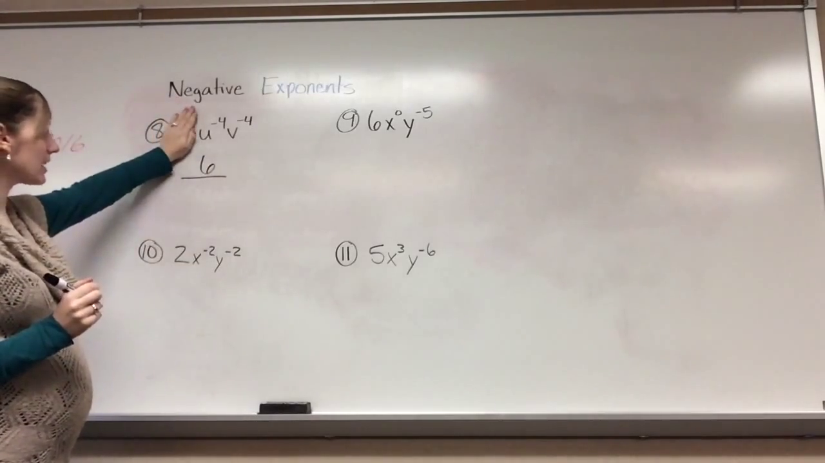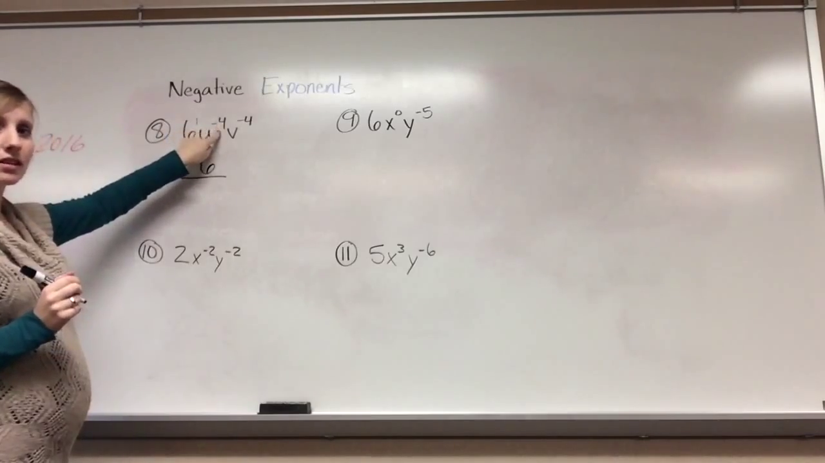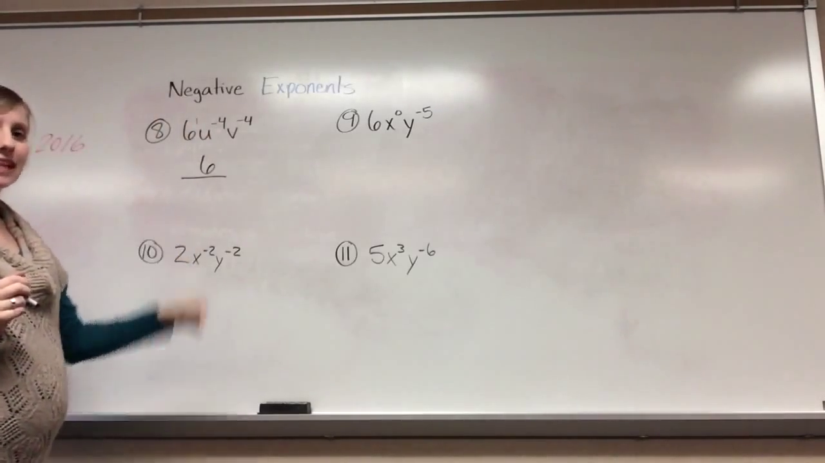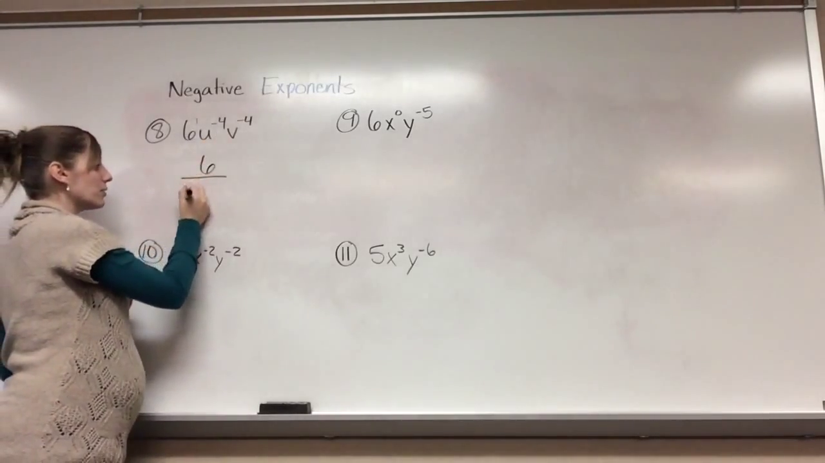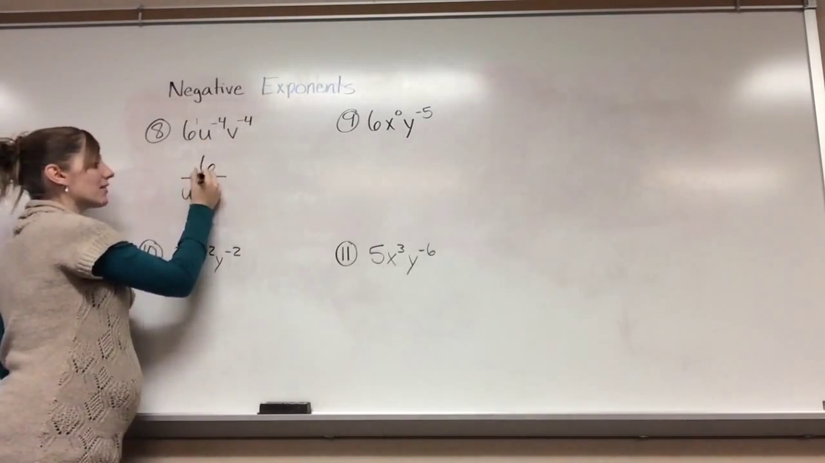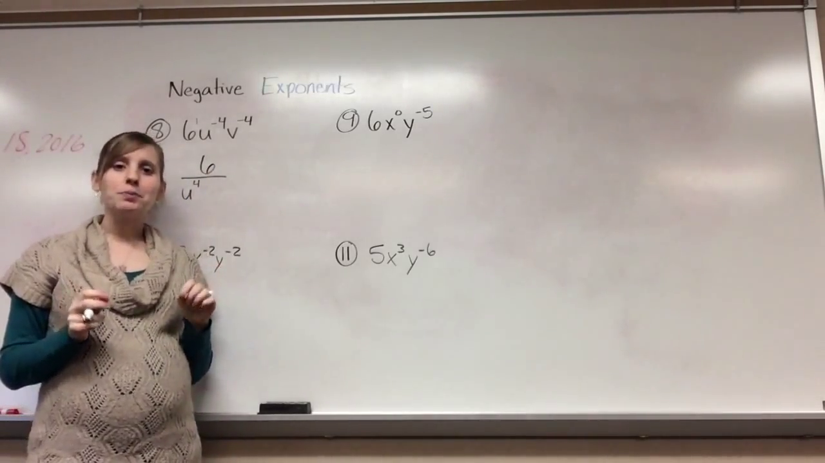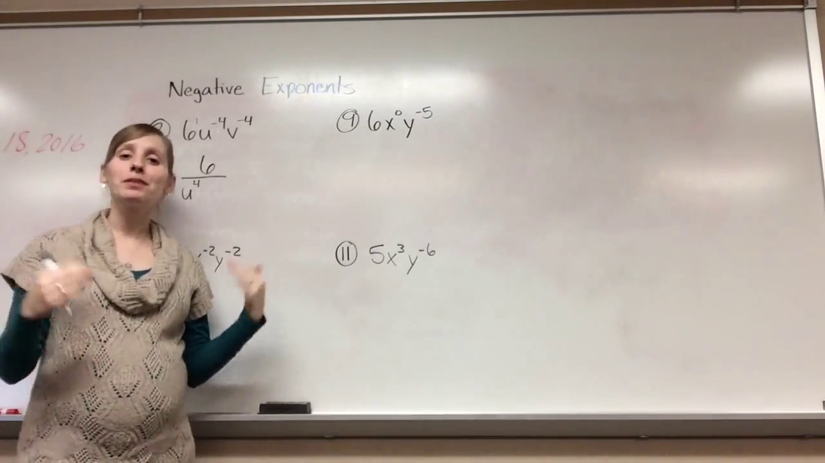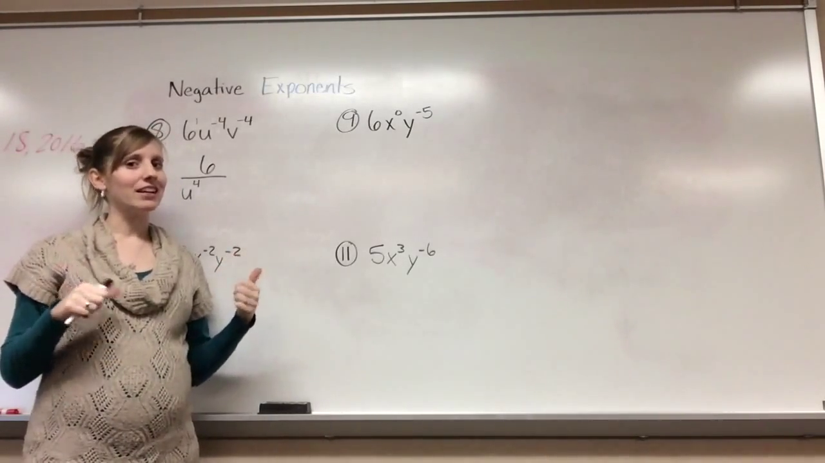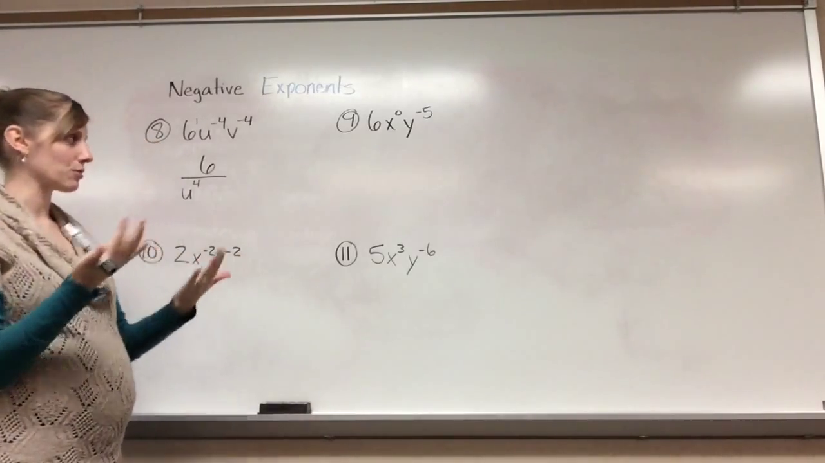So there's my 6. Now I can look at u. This is u to the negative 4th. Negative exponents go down to the denominator of the fraction. So this u goes at the bottom. I'm going to give it a positive 4 for an exponent. Remember, they're negative exponents because they are where they don't want to be. Okay? So once you put them where they want to be, make them positive.